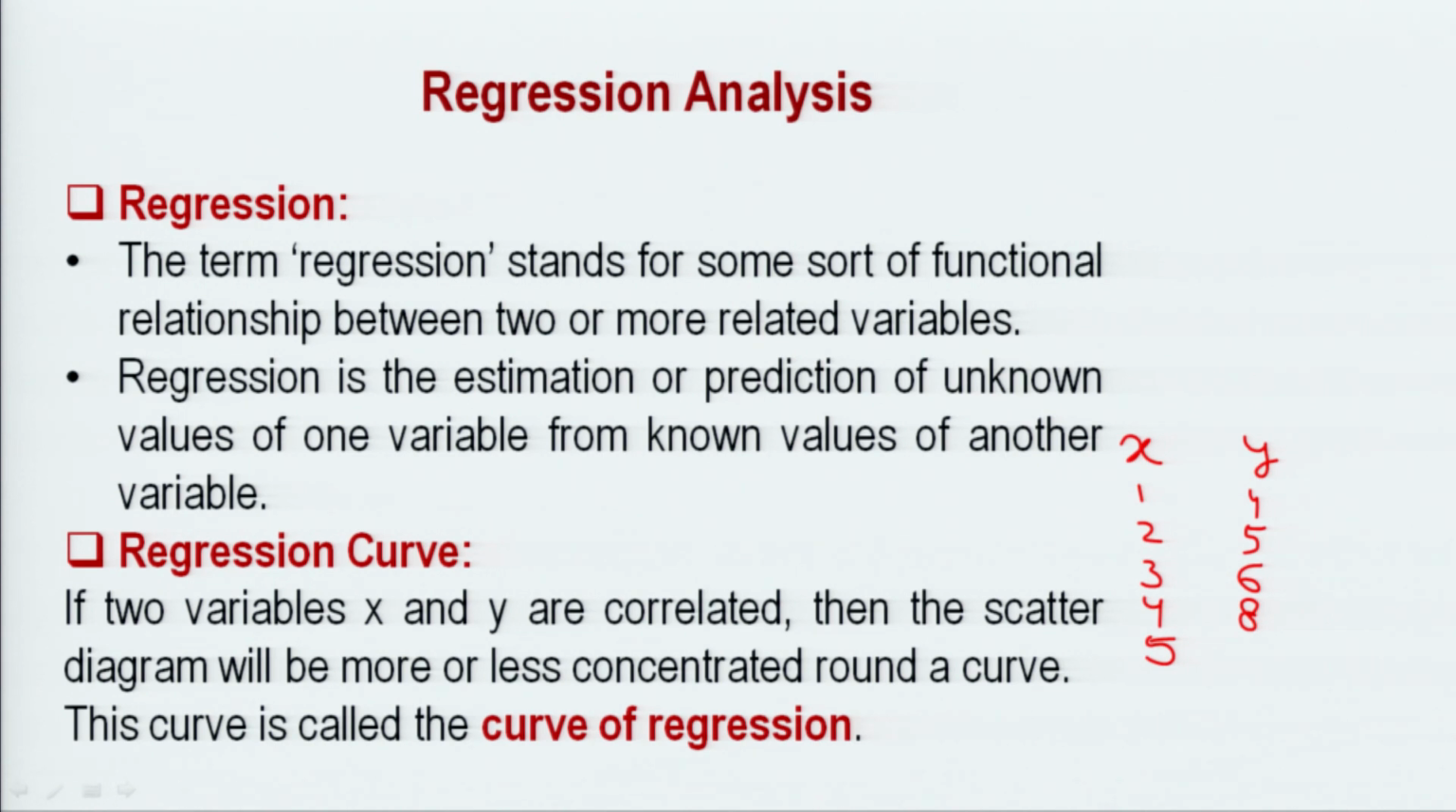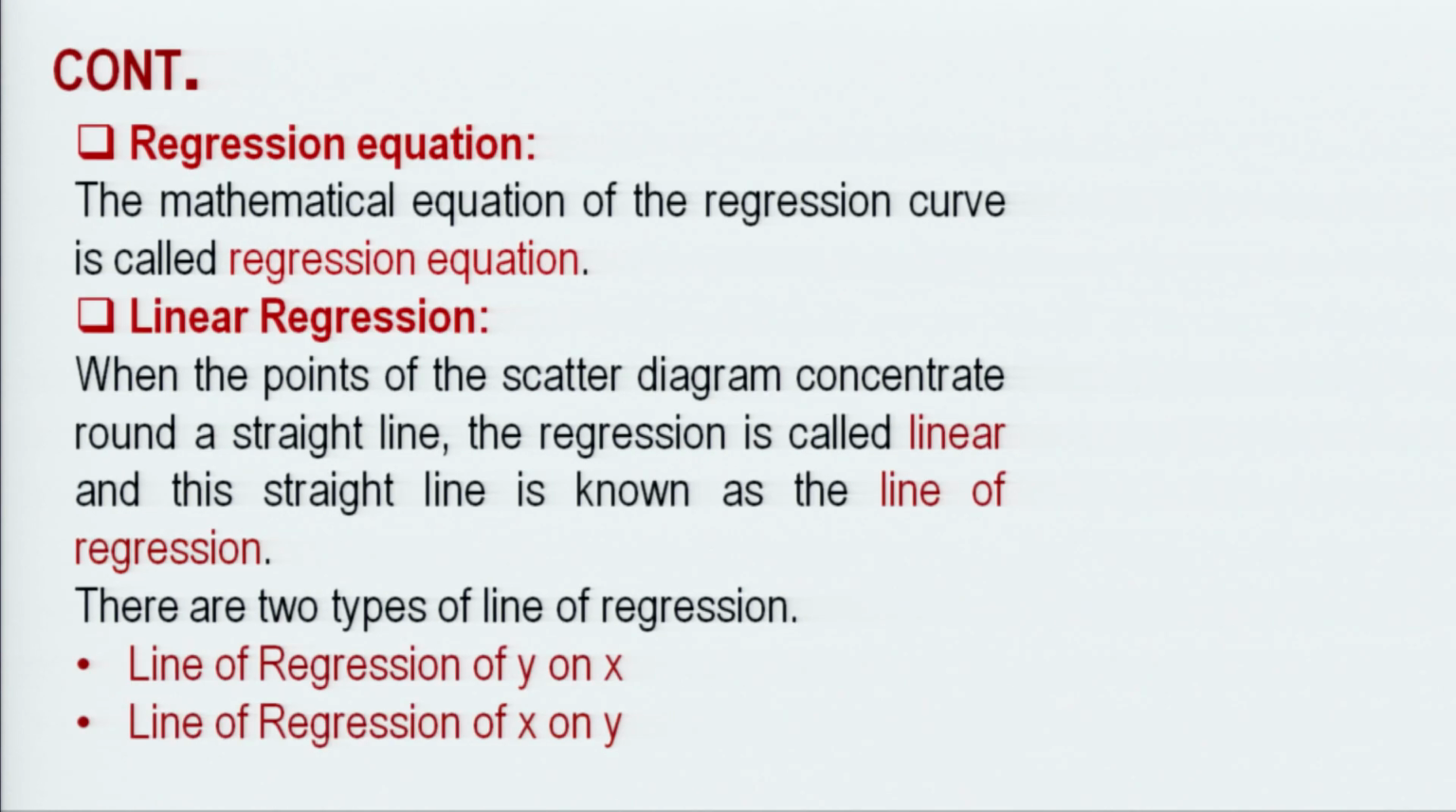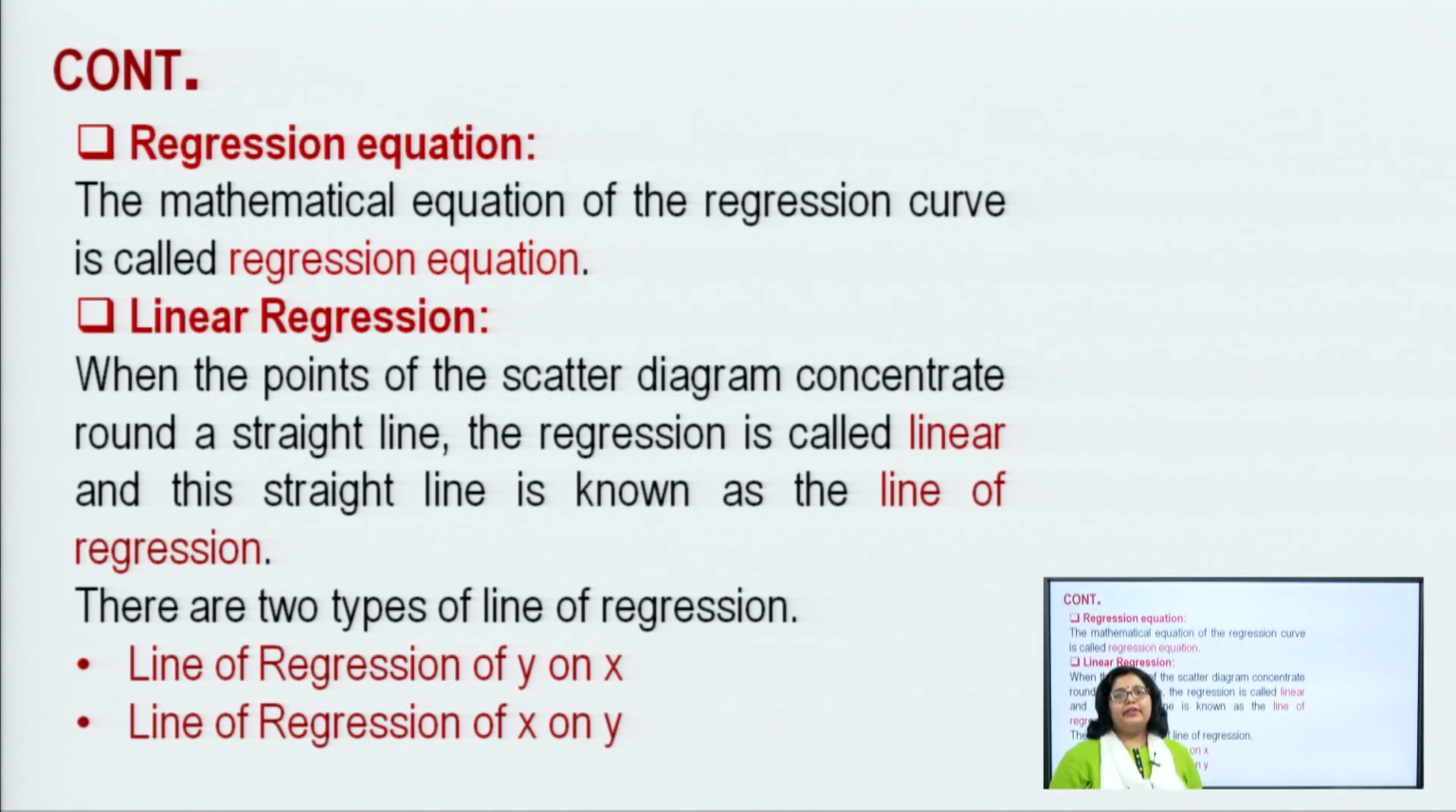And now we write about regression curve. If two variables x, y are related, then the scatter diagram will be more or less scattered around a curve. This curve is called a curve of regression. That means, this is the x axis and this is the y axis, and the points are scattered around this curve. This curve is known as curve of regression. Regression equation: the mathematical equation of the regression curve is called regression equation.